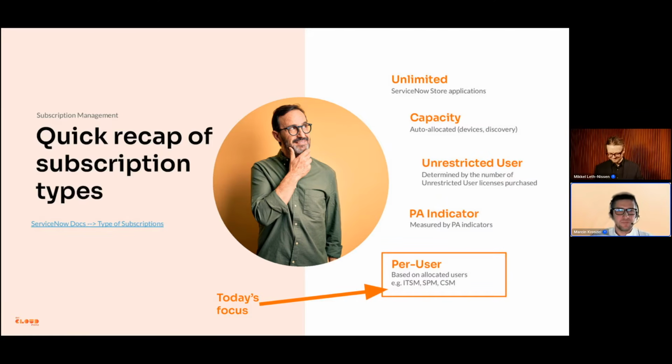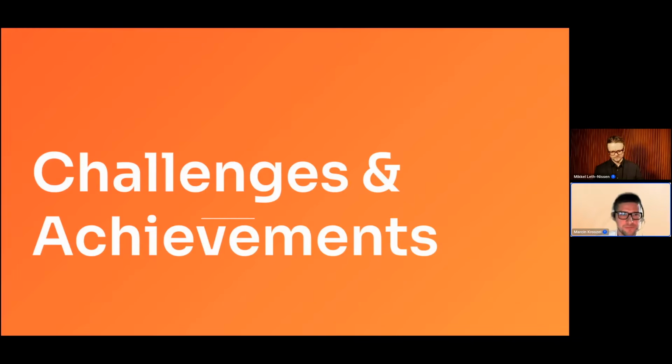Okay. Hello, everyone. Just a quick recap of the subscription licenses that we have in ServiceNow. We can talk about 5 of them. We have unlimited, capacity, unrestricted user, PA indicator, and today we are going to talk about per user subscription, which is the most important because here you take all the control on who will be charged for that license, right? Who will be allocated.